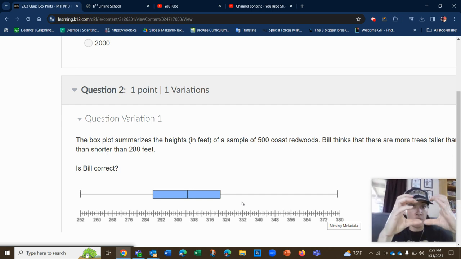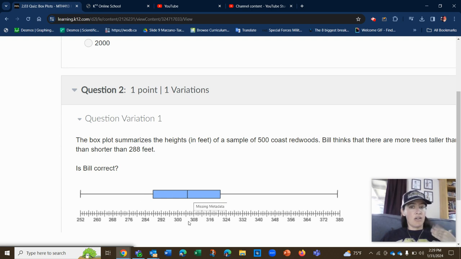Altogether, the box is 50% of your data, the middle 50%, or 2/4, and then Q4, which is the top fourth of your data. So that's how we think about it. That's how we read it. The middle 50% is here.